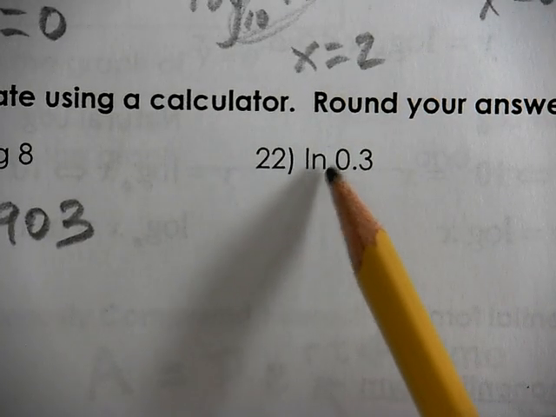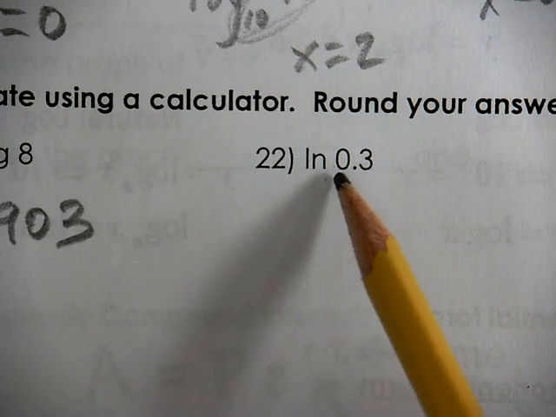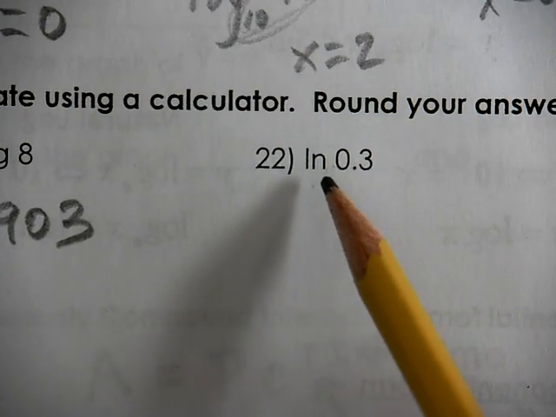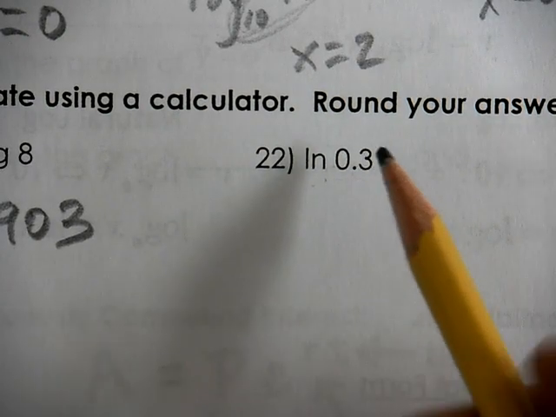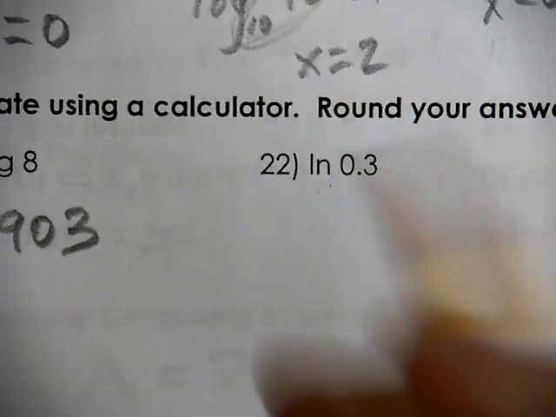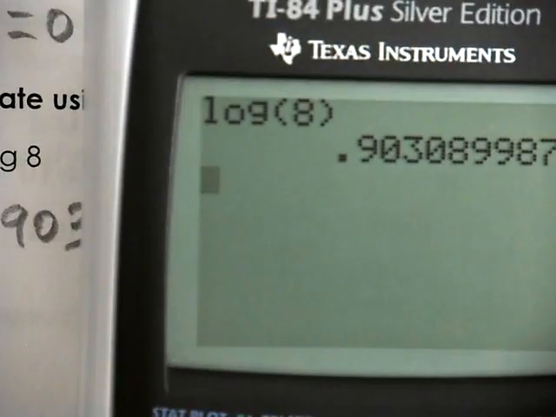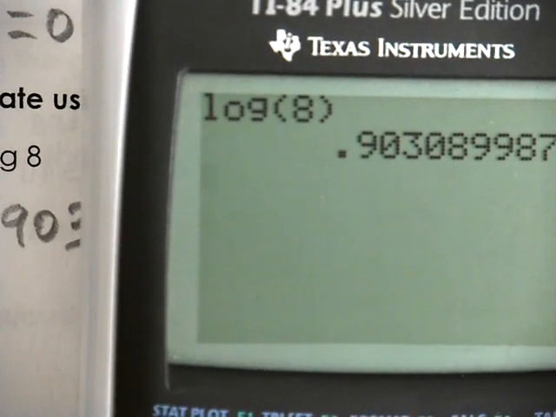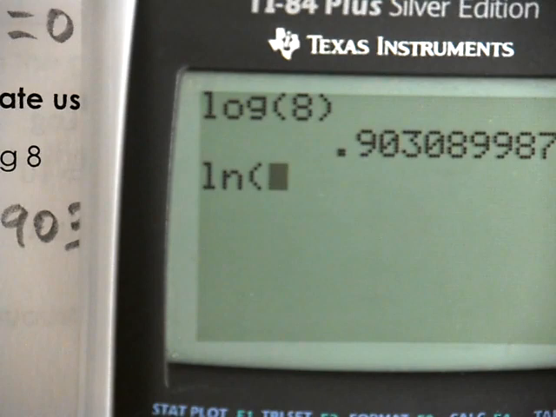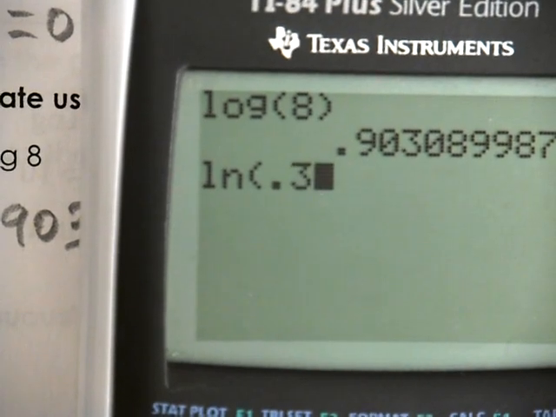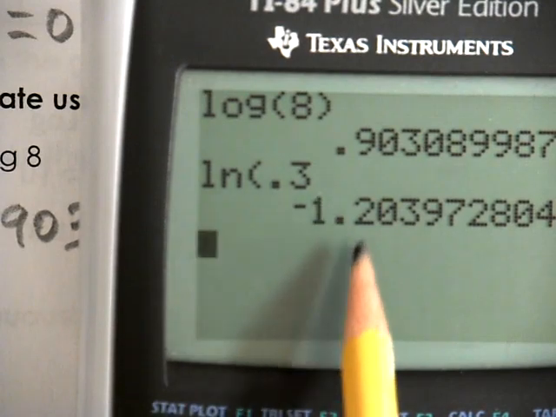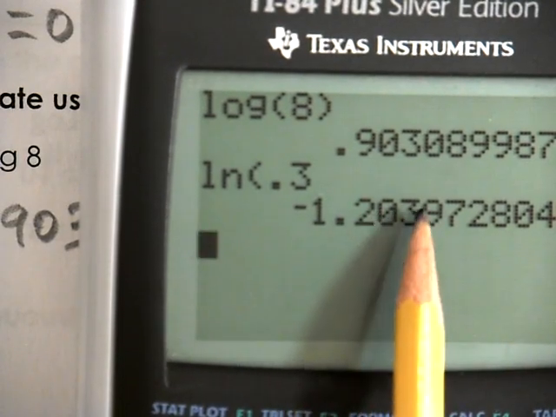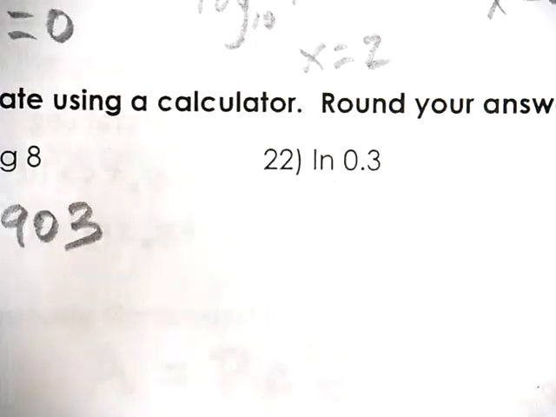This is e to what power equals 0.3? So just using our calculator, natural log, that's next to the 4, 0.3, so that's negative 1.204.